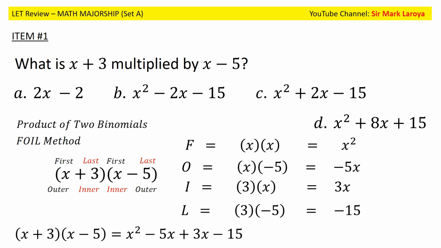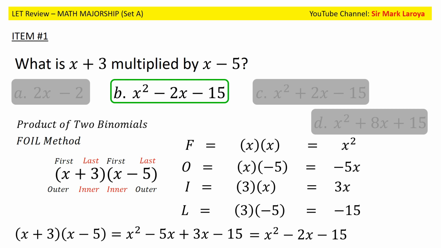So x plus 3 times the quantity x minus 5 is now equal to x squared minus 5x plus 3x minus 15. Pero pwede pa nating i-simplify yung like terms, yung negative 5x and positive 3x. So simplifying this, we will now have x squared minus 2x minus 15. So that is the product of the two binomials x plus 3 and x minus 5. So our answer here is letter B, x squared minus 2x minus 15.